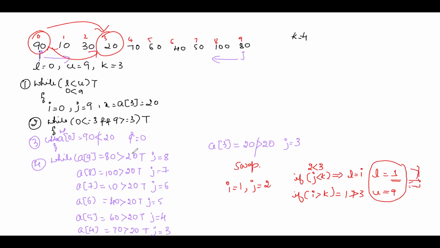Okay. So I'm going to erase this. I hope you all have written. Now we will start the second iteration. So after swapping, the new array we have is 20, 10, 30, 90, 70, 60, 40, 50, 100, and 80. This is the new array we have. Let me also write the subscripts 0, 1, 2, 3, 4, 5. This is the subscript we have.